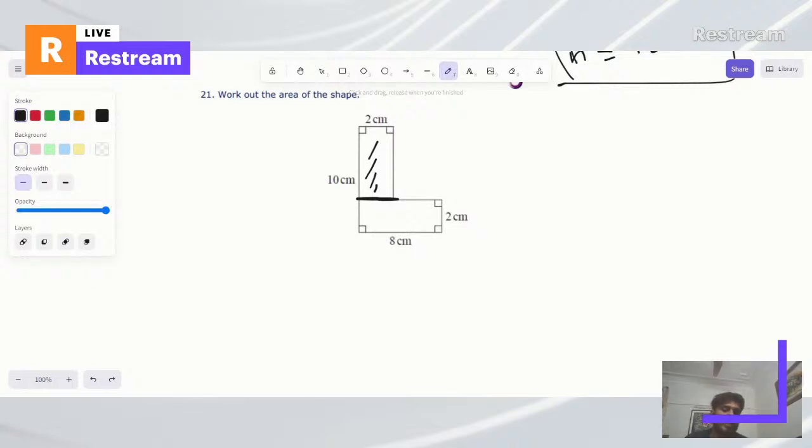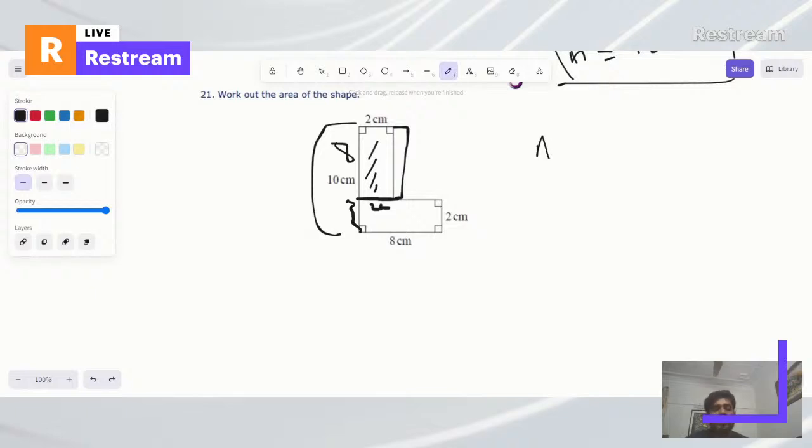Now this side, I know this side is 2, similarly this side would be 2 as well, right? Now what would be the length of this side? This is an important decision. This side is 10, so if I subtract 2 from it, I'm going to get what? 8. So this length is 8.